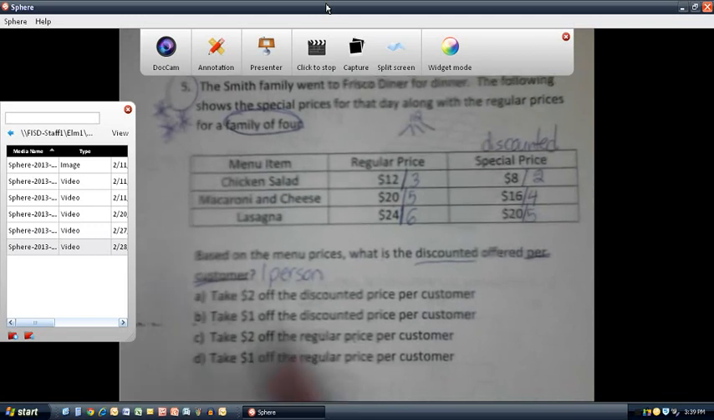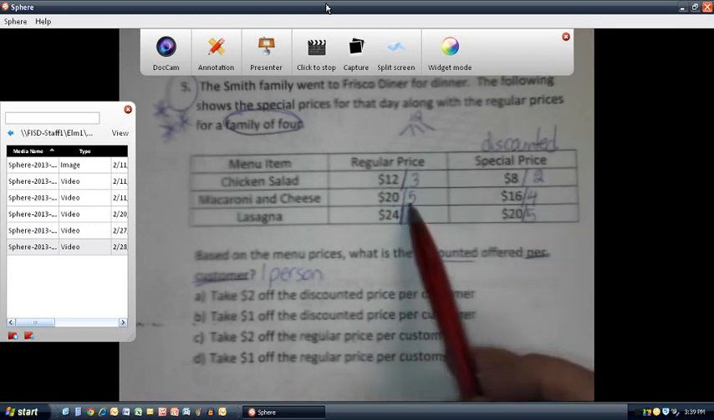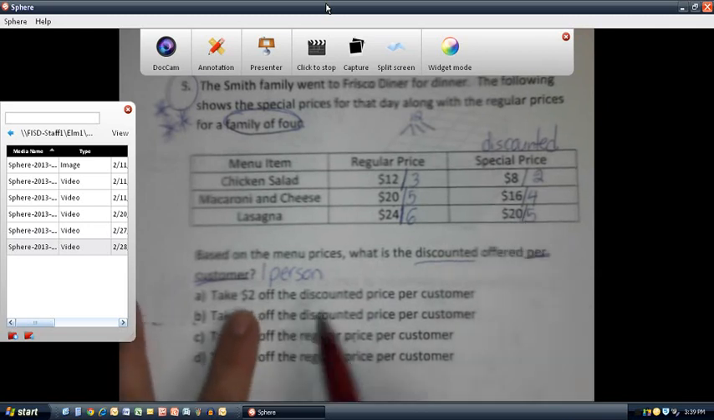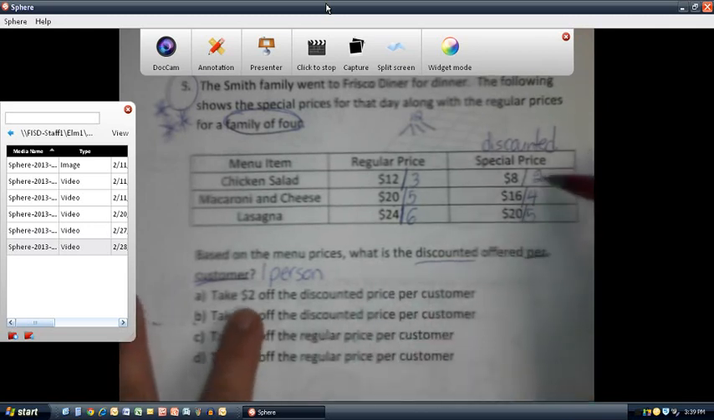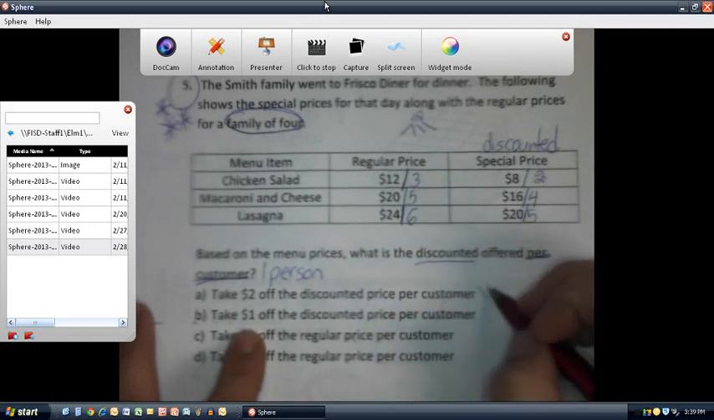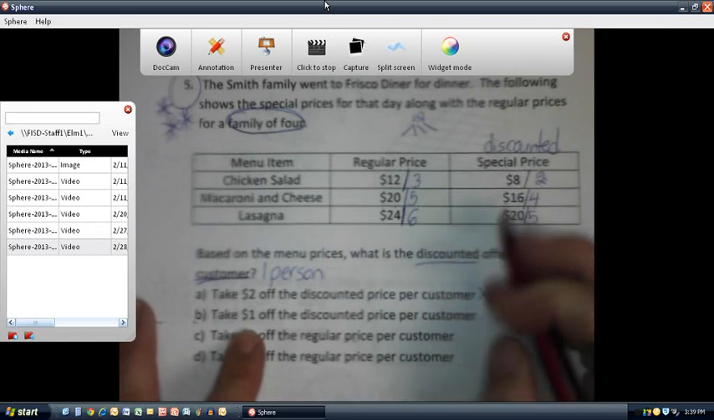So now the regular price is 3, discounted price is 2. 5, 4, 6, 5. So, am I going to take $2 off the discounted price per customer? $2 off of 2 would be 0, and that's not what I'm looking for. Take $1 off the discounted price. Well, if I took $1 from 2, that would be 1. That's not what I'm looking for.